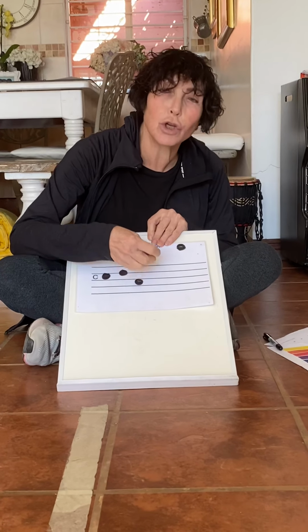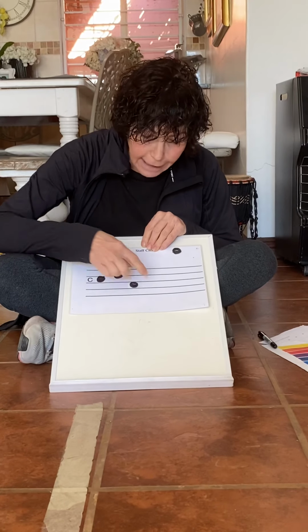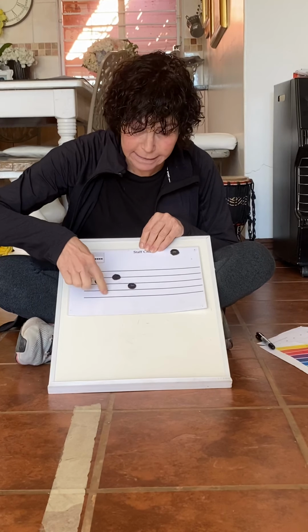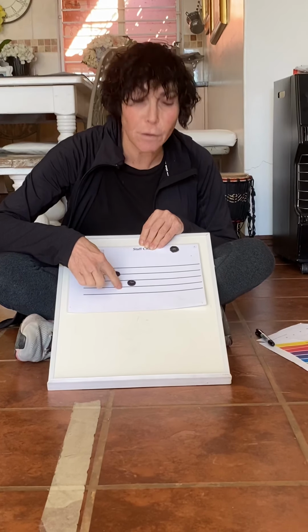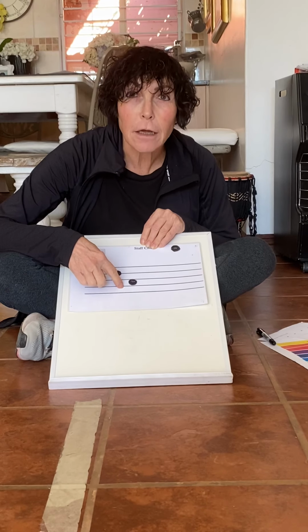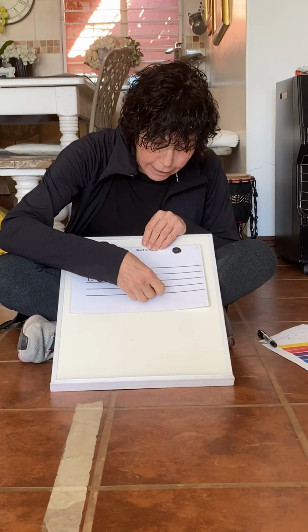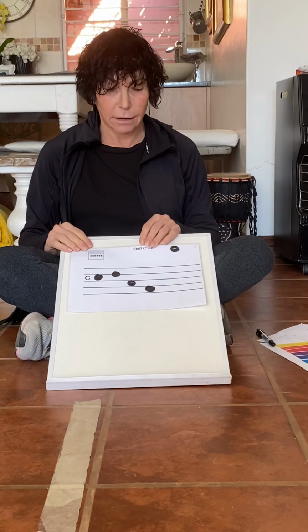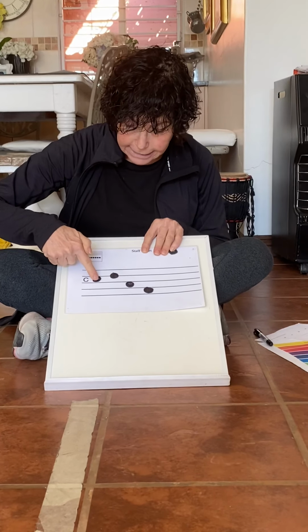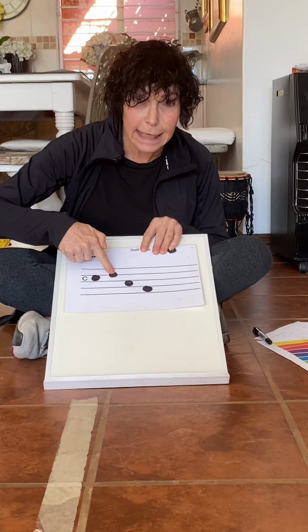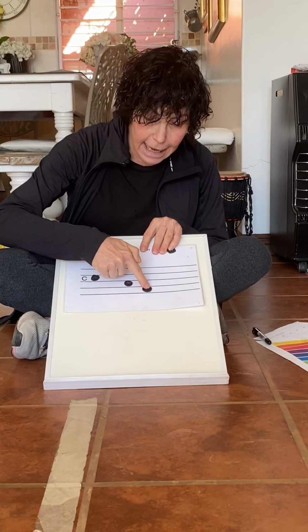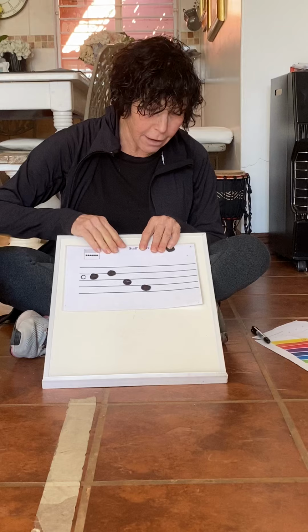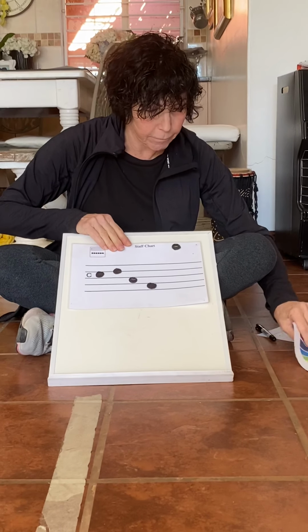And now we're going to go to a new note. Here is your first space. Space number 1, the first space. F for first space. So here is F. F for the first space. So look what we got. C, D, A, F. F for the first space.